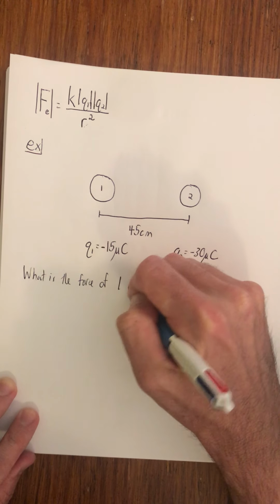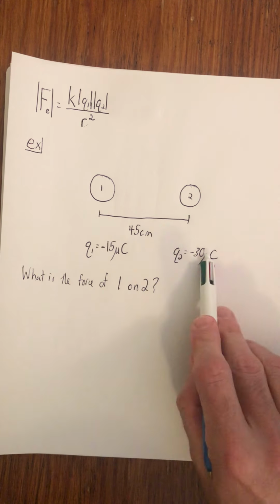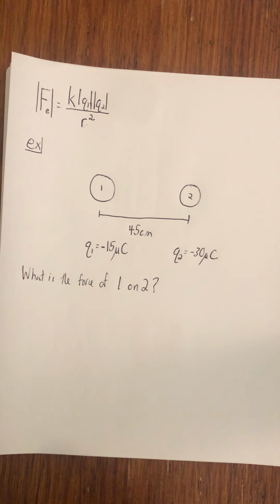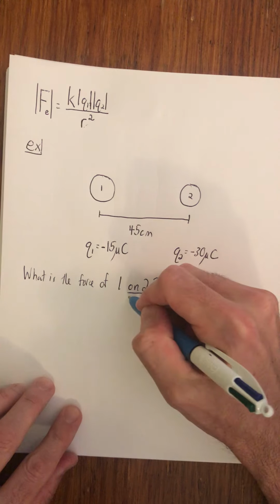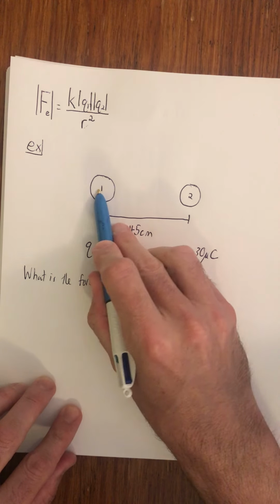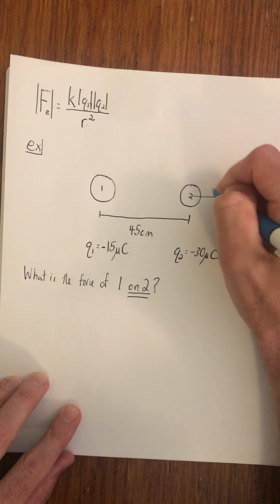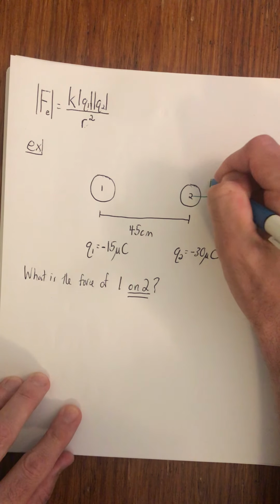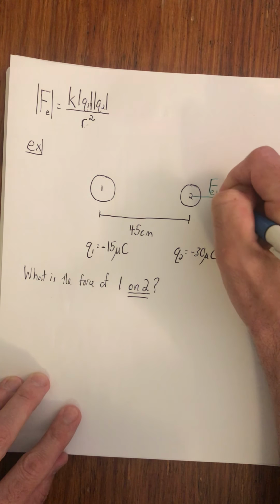of 1 on 2? So the first thing I'm actually going to do here is figure out the direction of the force. These are both negative. That means like charges repel, and that means I'm concerned only with what's happening to number 2, meaning the force of 1 on 2 is going to be repulsion, and that repulsion in this perspective is to the right here. So that is the electrostatic force of 1 on 2.